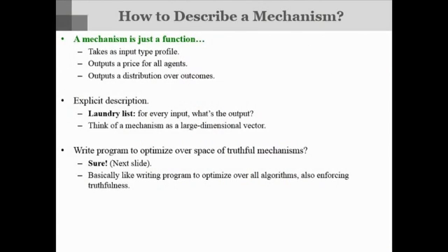Okay, so the first thing we have to look at is how should you describe a mechanism? One observation you can make is that a mechanism is just a function. It takes as input type profiles, and it outputs a price for all agents, and it outputs a distribution over outcomes. One way to describe a function is a really explicit description where you list for every possible input what the output is. I'll call this a laundry list. With this description, you can think of a mechanism as a really large dimensional vector that lists for every possible input and every possible output what's happening.